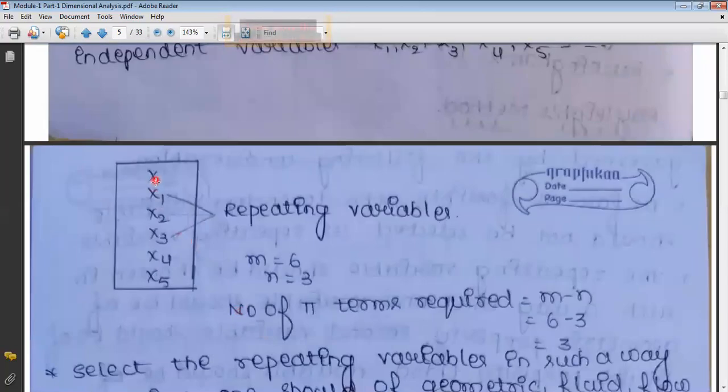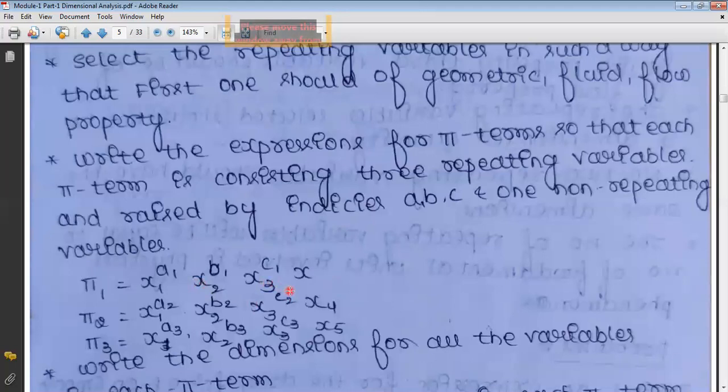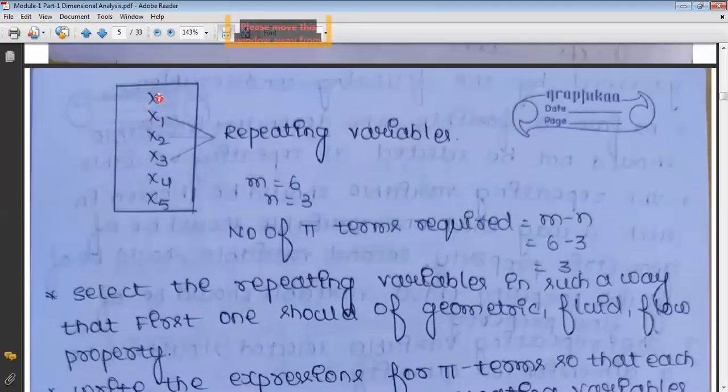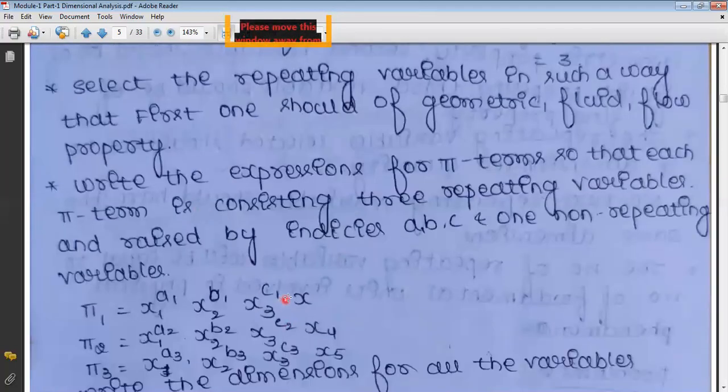x1, x2, x3 are the repeating variables, multiplied by one non-repeating variable, which is the first non-repeating variable. X is the non-repeating variable, you write it as x. You raise the power of the repeating variables: x1 to the power of a1, x2 to the power of b1, x3 to the power of c1.